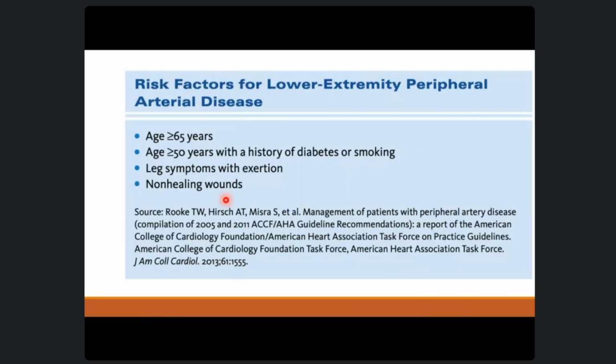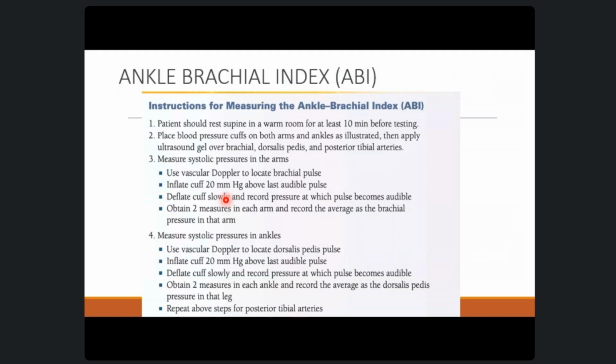So next, after you screen them for lower extremity PAD, of course, we're gonna compute for the ankle brachial index. So this was lifted from your book. It is said that the patient should rest supine in a warm room for at least 10 minutes before the test. So of course, you need to prepare your BP apparatus as well as your vascular Doppler, so that you can hear the pulsations clearly.